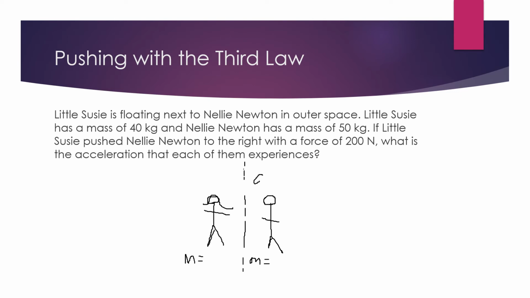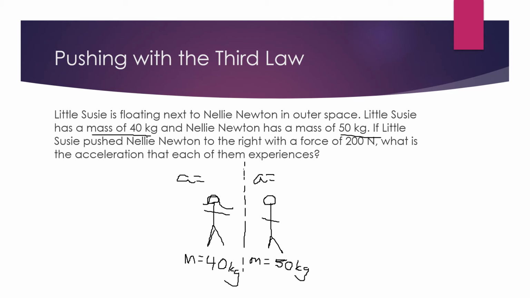They're each separate. They're going to have different masses. They're going to have different accelerations. So this little dotted line in the middle is the separation between them, just so you know that I know they're separate. Little Susie has a mass of 40, so under Susie, I'm going to put 40 kg, Mars rover, of course. And Nellie Newton has a mass of 50, so 50 is going right there.